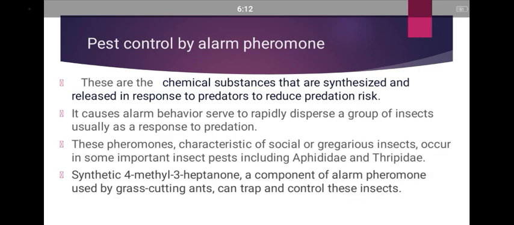Pest control by alarm pheromone. These are the chemical substances that are synthesized and released in response to predators to reduce predation risk. It causes alarm behavior, serve to rapidly disperse group of insects, usually as a response to predation. These pheromones, characteristic of social or gregarious insects, occur in some important insect pests including Apidae and Thripidae. So synthetic 4-methyl-3-heptanone, a component of alarm pheromone used by grass-cutting ants, can trap and control these insects.